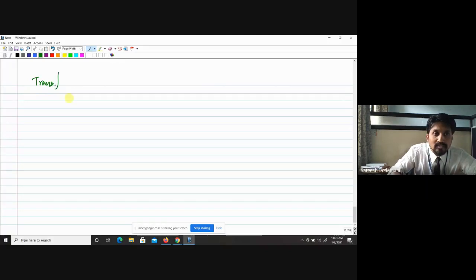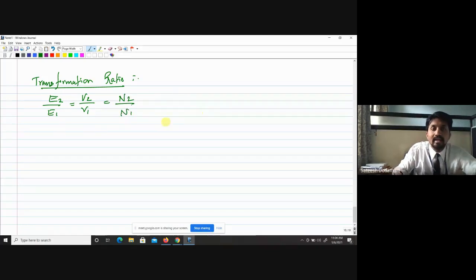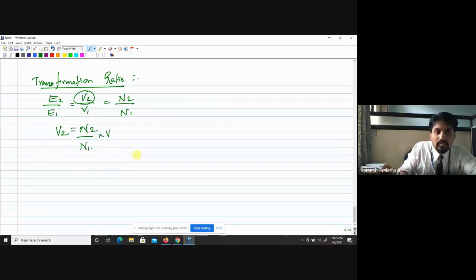As we know the transformation ratio equation. What is the transformation ratio? The transformation ratio is E2 to E1, or V2 by V1 equal to N2 by N1, when there are no losses and all those things, these are both the same. When losses are there, this cannot be exactly equal. Some voltage difference will be there. Now if you consider the secondary voltage, V2 is equal to N2 divided by N1 into V1.